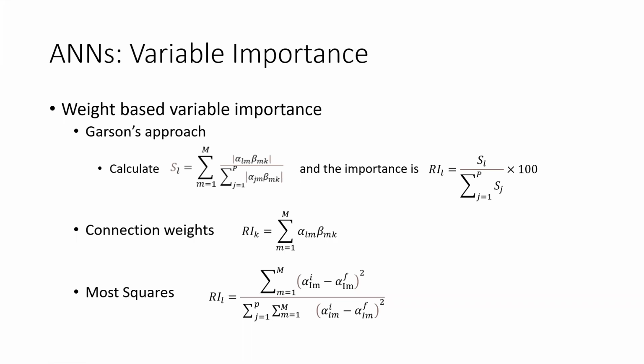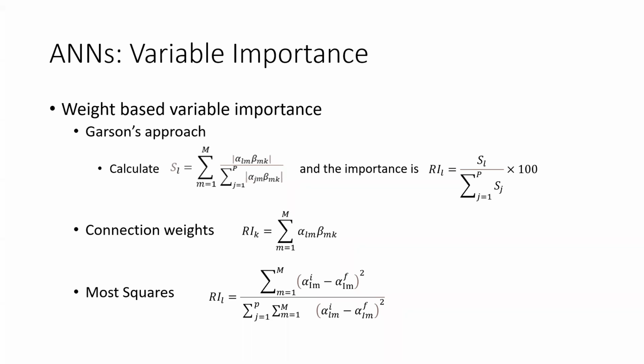And then more recently, in 2013, Olden et al. proposed the most squares method. What you'll notice about this particular approach is that in Garson's and in connection weights, we have the beta MK, which is the weight going from the hidden layer Z to our output Y. They're only focused on the input weights going from X to Z, and they don't really care what happens going from Z to Y. But what they are looking at, this little i and this little f superscript for our alphas, is the weight that's initialized when you start building your neural network relative to the final weight that you get once you've finished your back propagation algorithm.